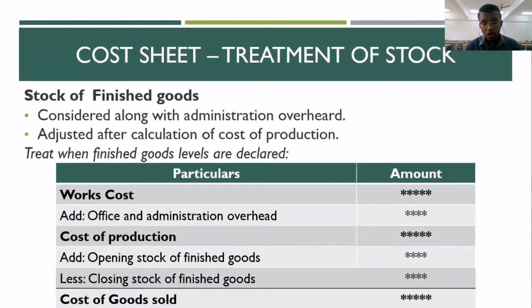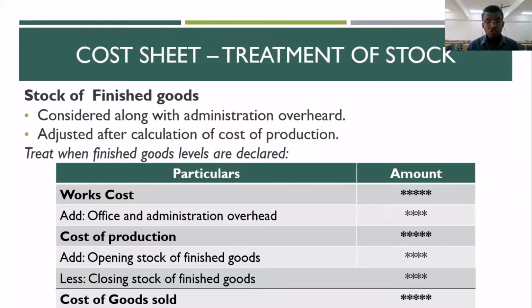So to your work cost or factory cost, if you add your office overhead, you will get something which is called cost of production. Now, this is something new for you. I have not touched upon it in the format of cost sheet that I've discussed with you so far. Cost of production is something that falls in between works cost and cost of goods sold.